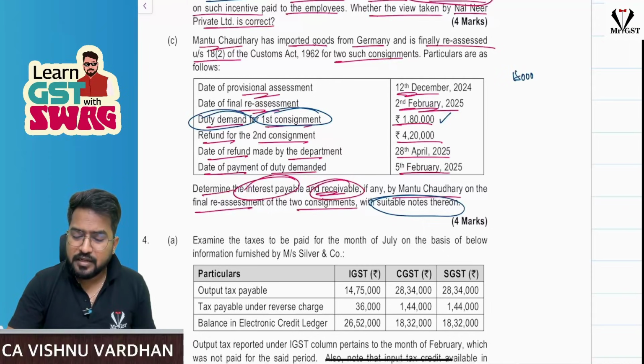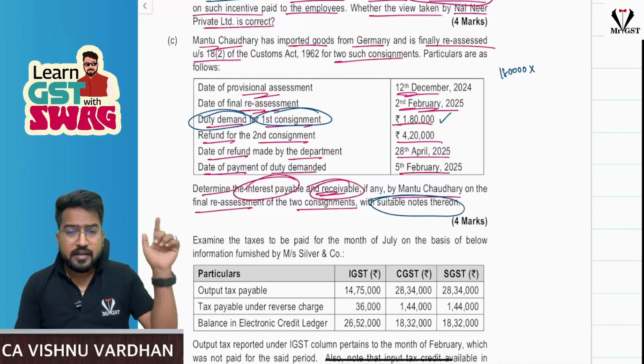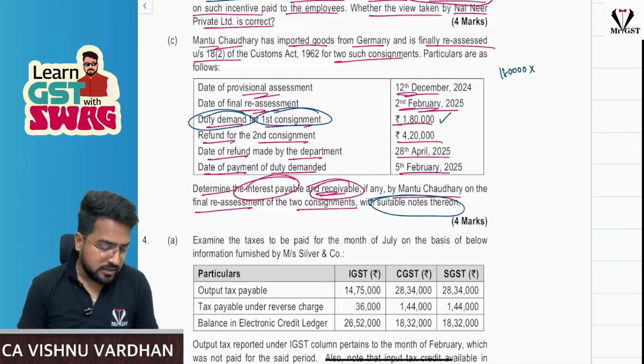On that 1,80,000, you should pay interest, correct amount. And from what date to what date should you pay? Sir, you should pay interest from the first day of the month in which this provisional assessment has happened. That is December, 1st December. Till which date we have to pay? Till the date of payment.